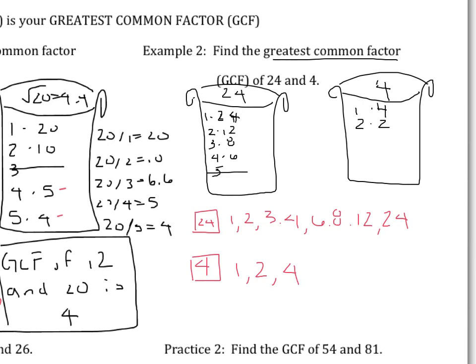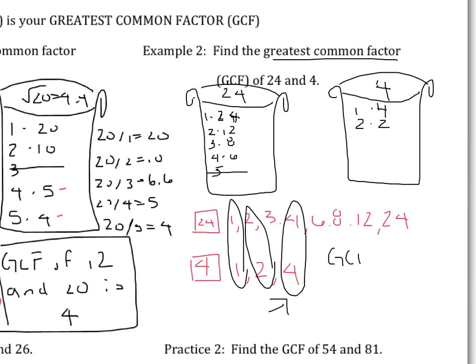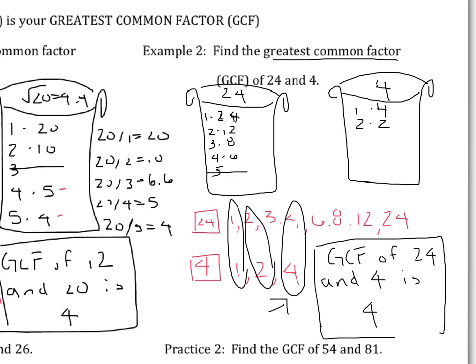The next thing I'm going to do is look for factors that they had in common. They have 1 in common, they have 2 in common, and they have 4 in common. Now we're looking for the greatest common factor, the biggest factor they have in common between them, and the biggest one is 4. So my GCF of 24 and 4 is 4.